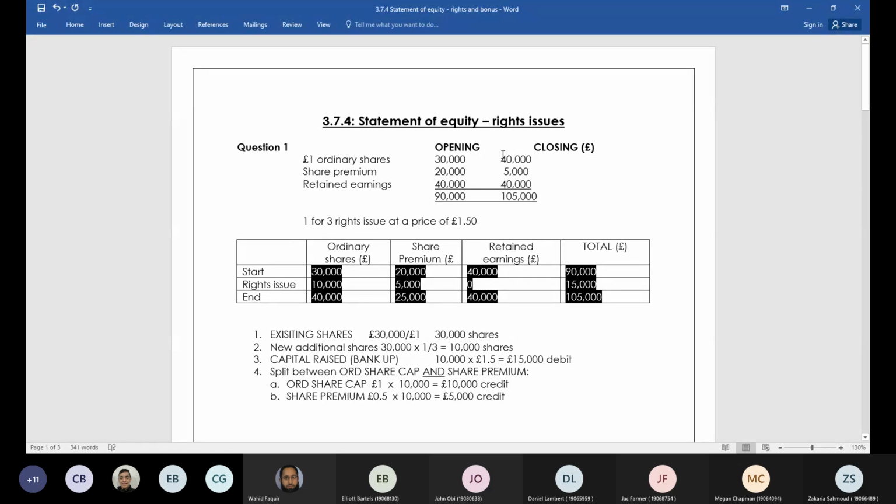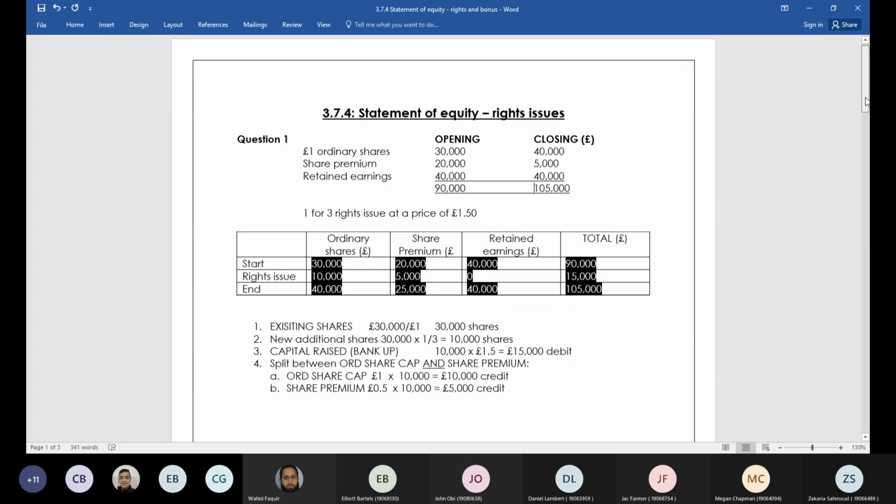If there are any questions at this stage. So, just to reiterate, the examiners could ask you to do a Socie table with your workings, or they could just say, redraft the equity section of the statement of financial position, in which case you present these figures. Okay, we've done it alongside the opening figures in the question. You would ordinarily just be required to do the closing figures. Good. Let's do question number 2.